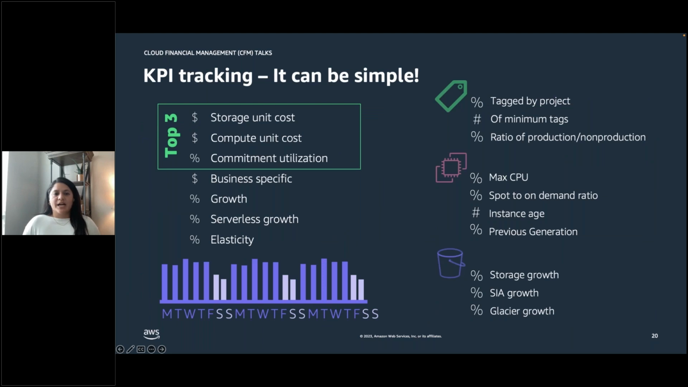Now, we're constantly getting asked, what are the common KPIs other customers are using to track progress? And it really depends on what is important to you and the goals within your organization. There are several different KPIs one can utilize, such as tracking your storage or compute unit cost and usage, basing it on production versus non-production, or your commitment utilization.